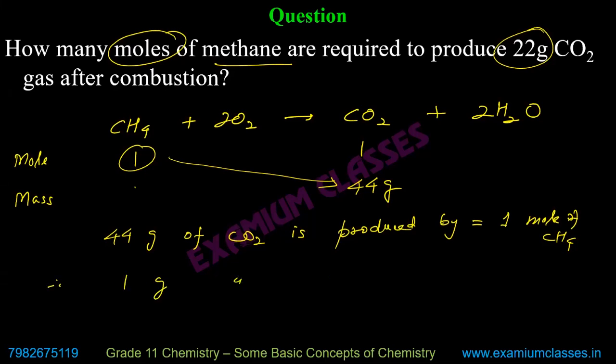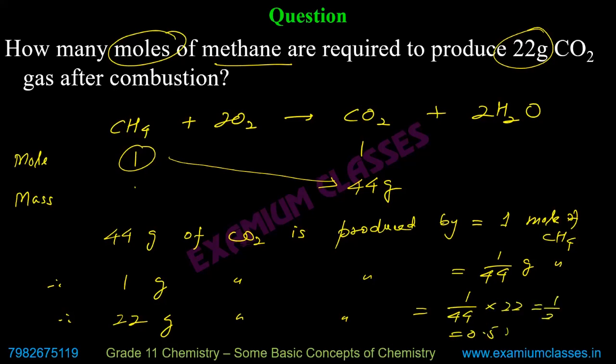Hence, 1 gram, applying the unitary method, is 1 by 44 moles of methane. Hence, 22 grams of methane will be produced 1 by 44 into 22, that is 1 by 2, that is 0.5 moles of methane, which is anyway evident. If 44 grams is produced by 1 mole, then 22 grams, just half, will be produced by 0.5 mole.